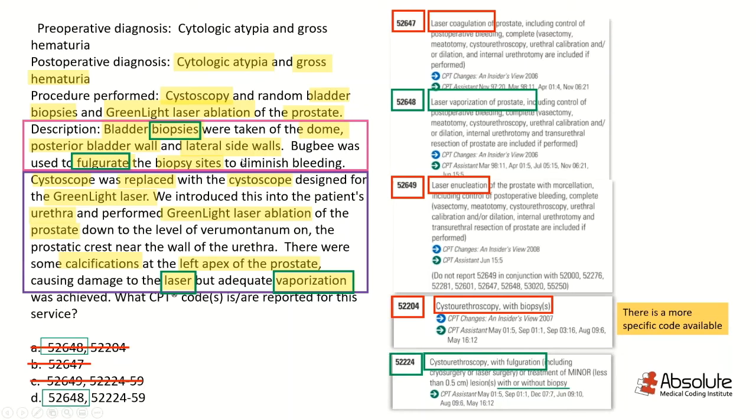That's why code 52224 with the 59 modifier, because that is indeed a distinct procedure, in addition to this laser vaporization, that is why this is your answer.